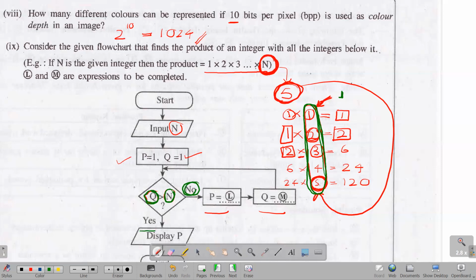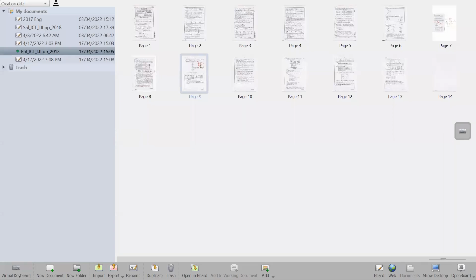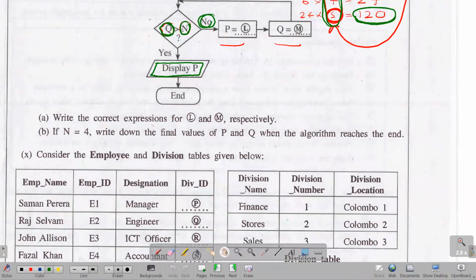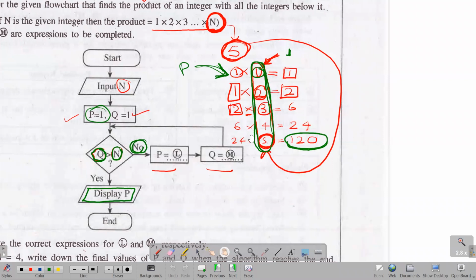As the final answer, you are going to display P. That is going to be this final value. The final value is made by multiplying the existing P by the value of this particular thing. So this acts as P. At the initial point it is 1, and then after, P is going to become the value of the answer.